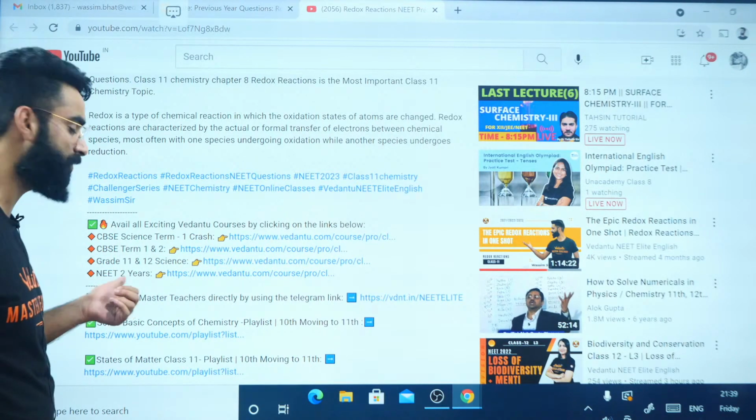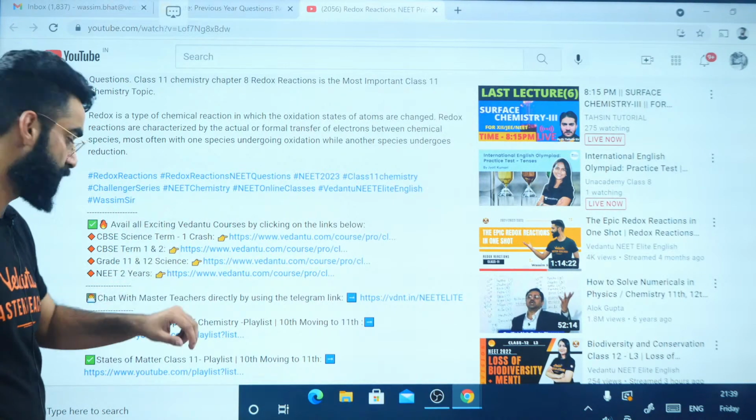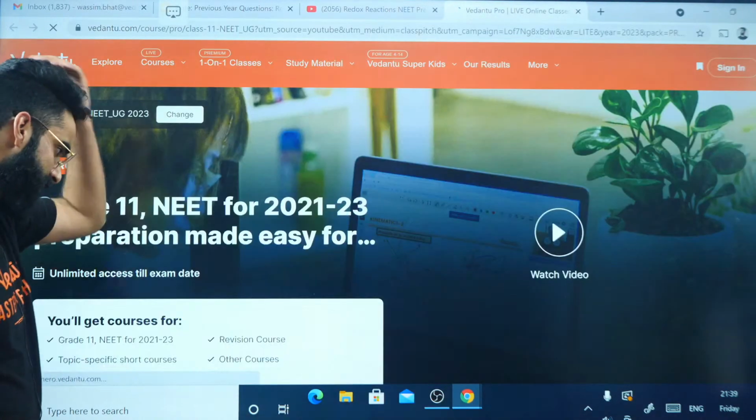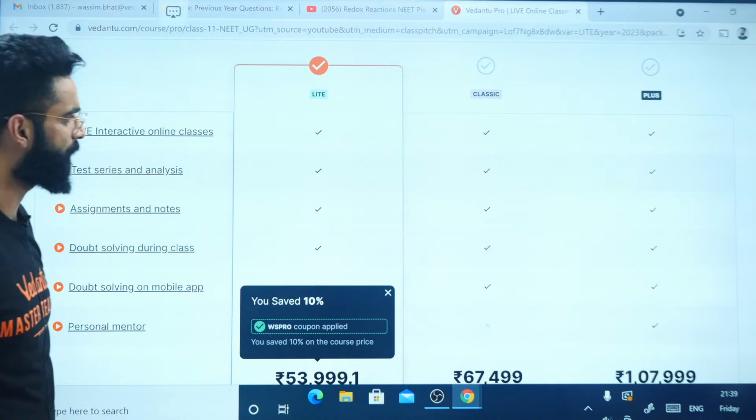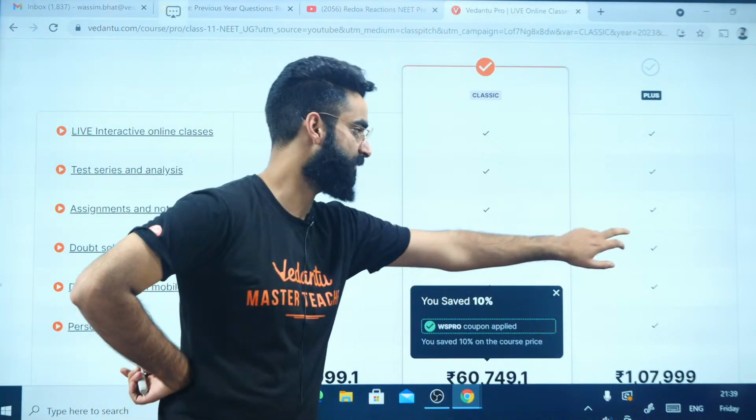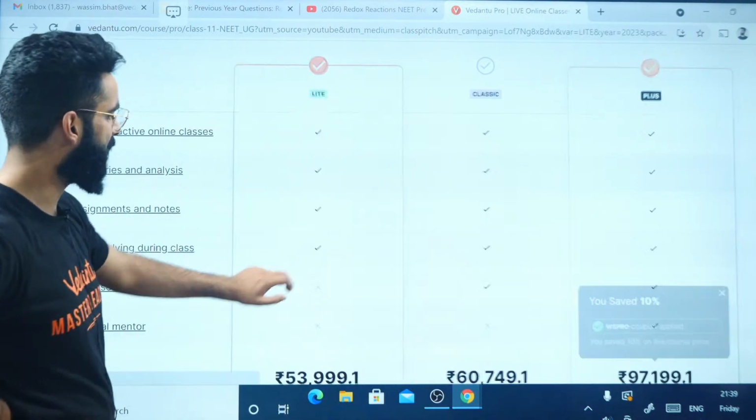If you want to enroll into NEET 2-year classroom program, whose link I was showing a few minutes back, you need to click on the link. After clicking on the link, you need to choose the plan. If you are going for light, click on this. If you are going for classic, click on this. If you are going for plus, click on this. For example, I'm going for light.